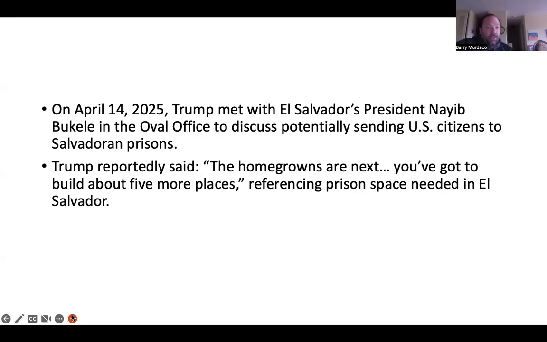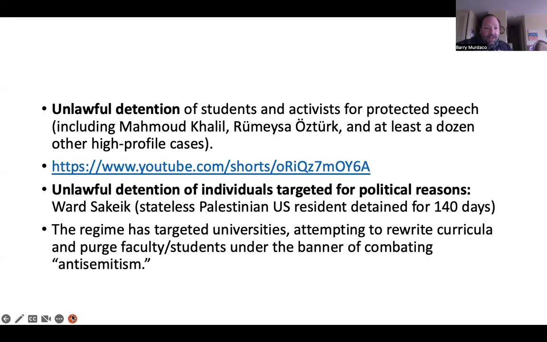On April 14th, 2025, Trump met with El Salvador's President Nayib Bukele in the Oval Office to discuss potentially sending U.S. citizens to Salvadoran prisons as well. Trump reportedly said the homegrowns are next. You've got to build about five more places, referencing prison space needed in El Salvador. So basically talking about deporting people who are born in the United States as well.